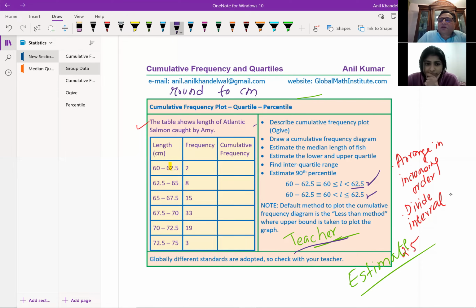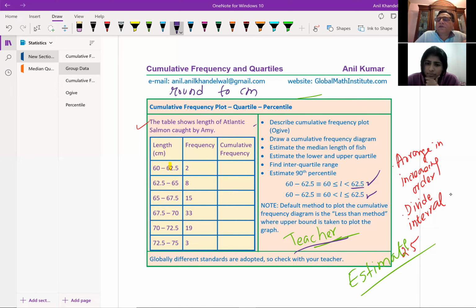I'd like you to read these points. Can you please read this? What have I written here? Describe cumulative frequency plot. Ogive. A cumulative frequency plot is given many different names. Let me just explore this part also. It is called ogive.